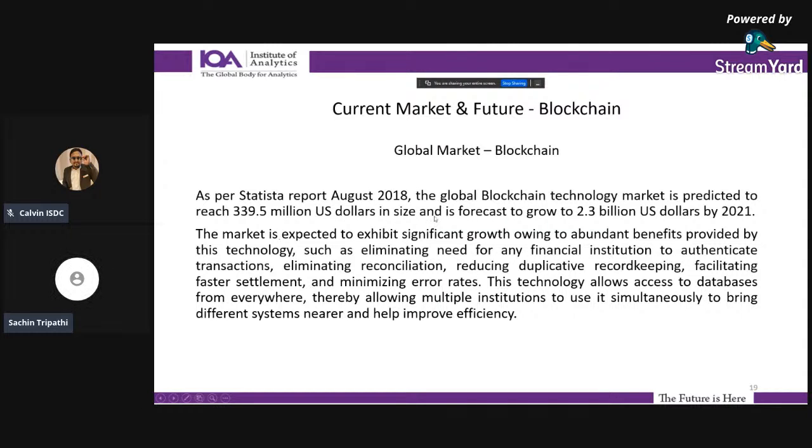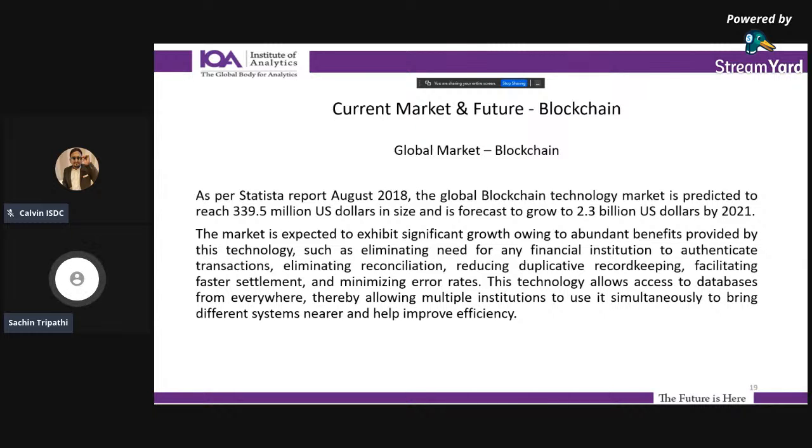Now, we talk about the global market of blockchain. You all can see the prediction. In August 2018, Statista reported that by 2021 the market would grow from $339 million to 2.3 billion. This is a global market. 339.5 million, and now it's going to be 2.3 billion. It's not going to get affected by COVID. Yes, some parts will be affected, but it will be more than what was forecasted. And the industry requires people who are capable of understanding, deploying, and managing such things.